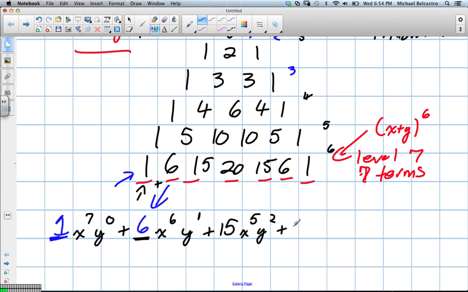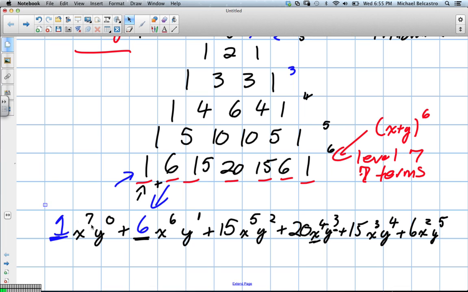Good. Next one would be 20, x to the 4, y to the 3. Then 15, x to the 3, y to the 4. Not quite. Our y is going up. So x to the 3 and y to the 4. The next one would be 6, x to the 2, y to the 5.